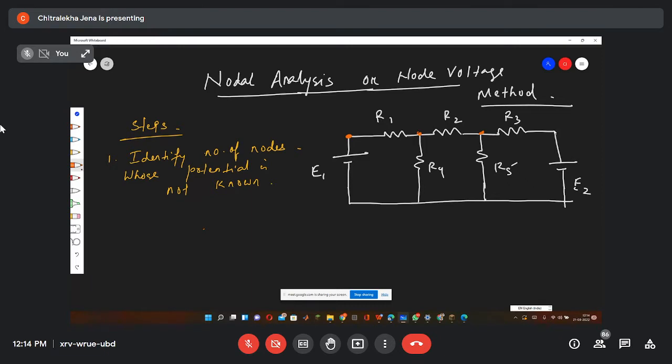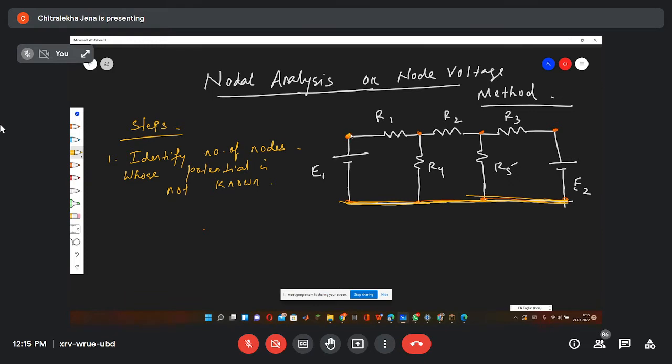So here these are the different nodes. This is a node, this is a node, this is a node, this is a node. Here you see this node, this and this one, which I have shown with the yellow line. This is a single node because all these nodes are shorted.